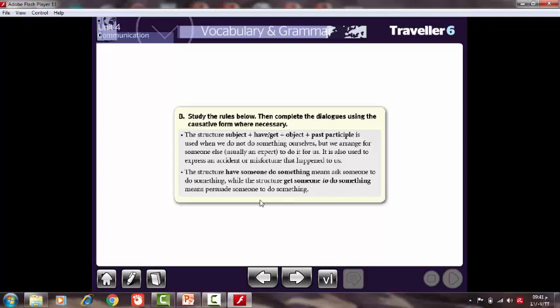The structure have someone do something means ask someone to do something. Not move. While the structure get someone to do something means persuade someone to do something.